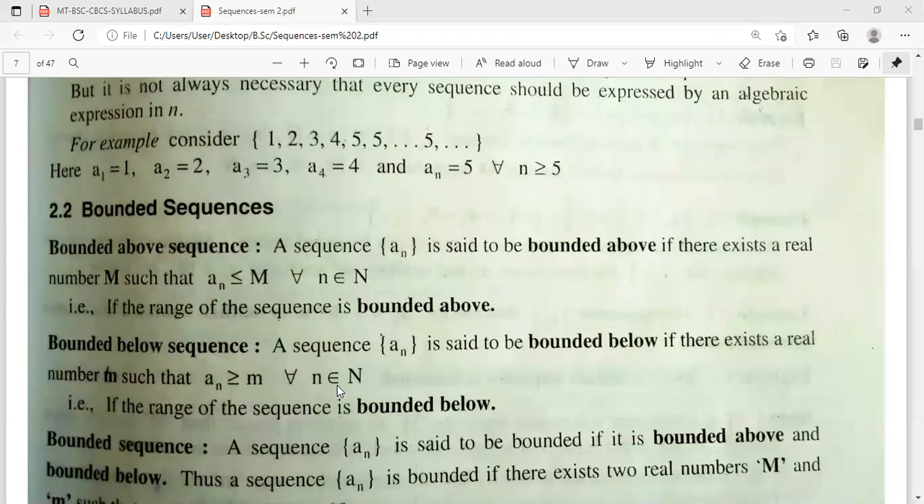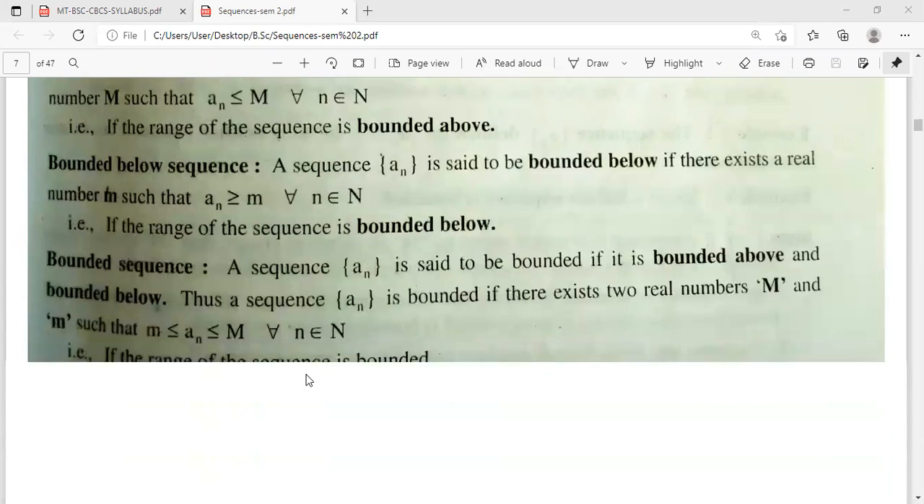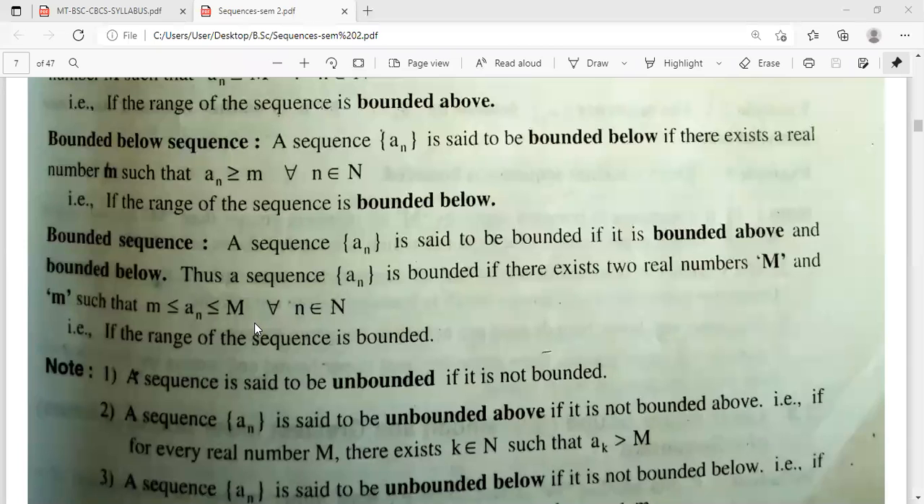And already you know the bounded sequences. What is a bounded above sequence, a bounded below sequence, and a bounded sequence? Bounded above means an is less than or equal to M, and bounded below means an is greater than or equal to m. If you club those two, you get the bounded sequence, that is, m less than or equal to an less than or equal to M. Then the range of the sequence is bounded, and you can say that the sequence is a bounded sequence.